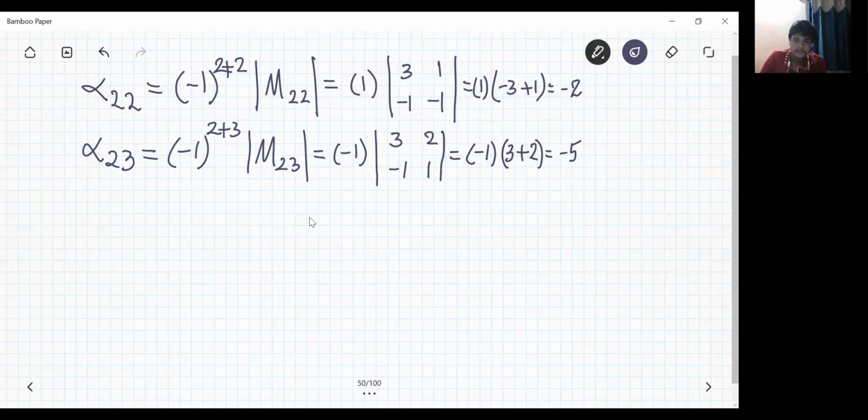Sir, minus 5. How do you get that? Minus 1 into 3 plus 2. Minus 1 into 2 is minus 2, so it becomes plus 2. And 3 plus 2 is 5. 5 into minus 1 is minus 5. So find out alpha 3 1.